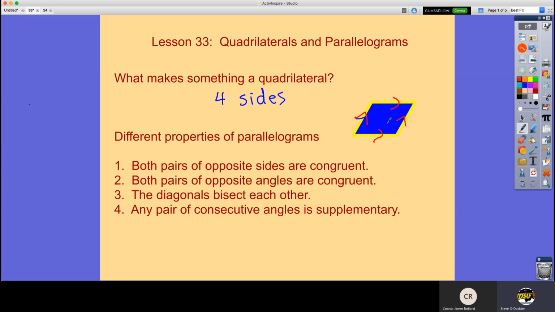All right, but that's not where it stops. Because we have this parallelogram, we know that opposite angles are congruent. So top right and bottom left are going to be congruent, and top left and bottom right are also going to be congruent. Now that does not mean that all 4 of them are going to be congruent for every parallelogram, but it can be.